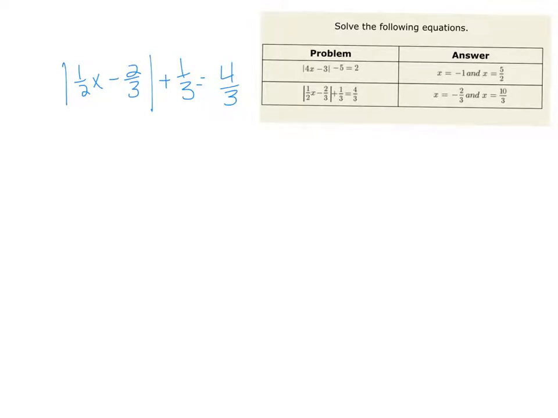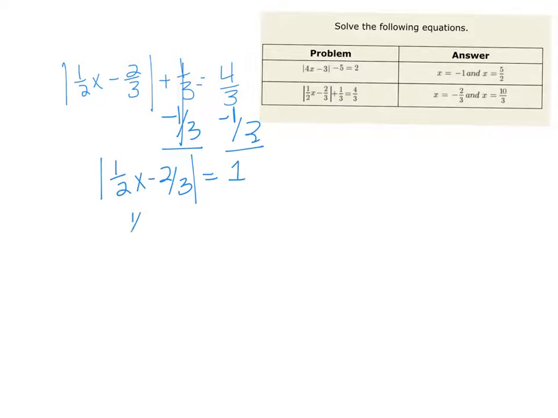I want to isolate the absolute value. In order to do that, I need to subtract 1/3 from both sides. Getting the absolute value of 1/2 x minus 2/3. 4/3 minus 1/3 is 3/3, which can also be written just as 1. So if my distance is 1, it means it's either a positive 1 unit or a negative 1 unit away from 0. So I'm going to set up those two equations.